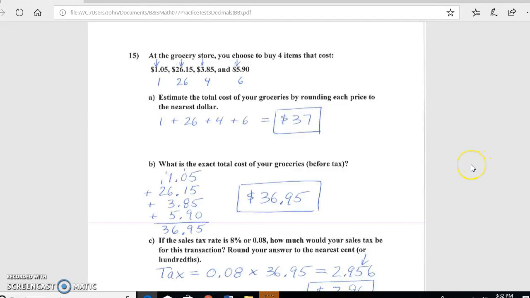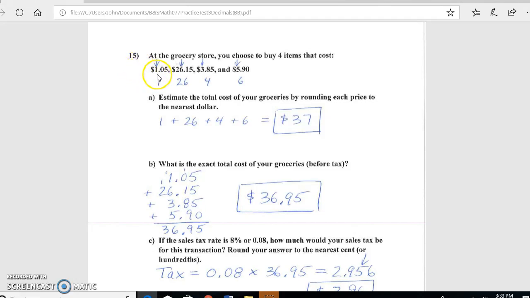This is the practice test for decimals, and here we are looking at problem number 15. The problem says at the grocery store you chose to buy 4 items, and we have the 4 costs of the items listed here. Letter A asks us to estimate the total cost of your groceries by first rounding each price to the nearest dollar. And that's what I've done up here.